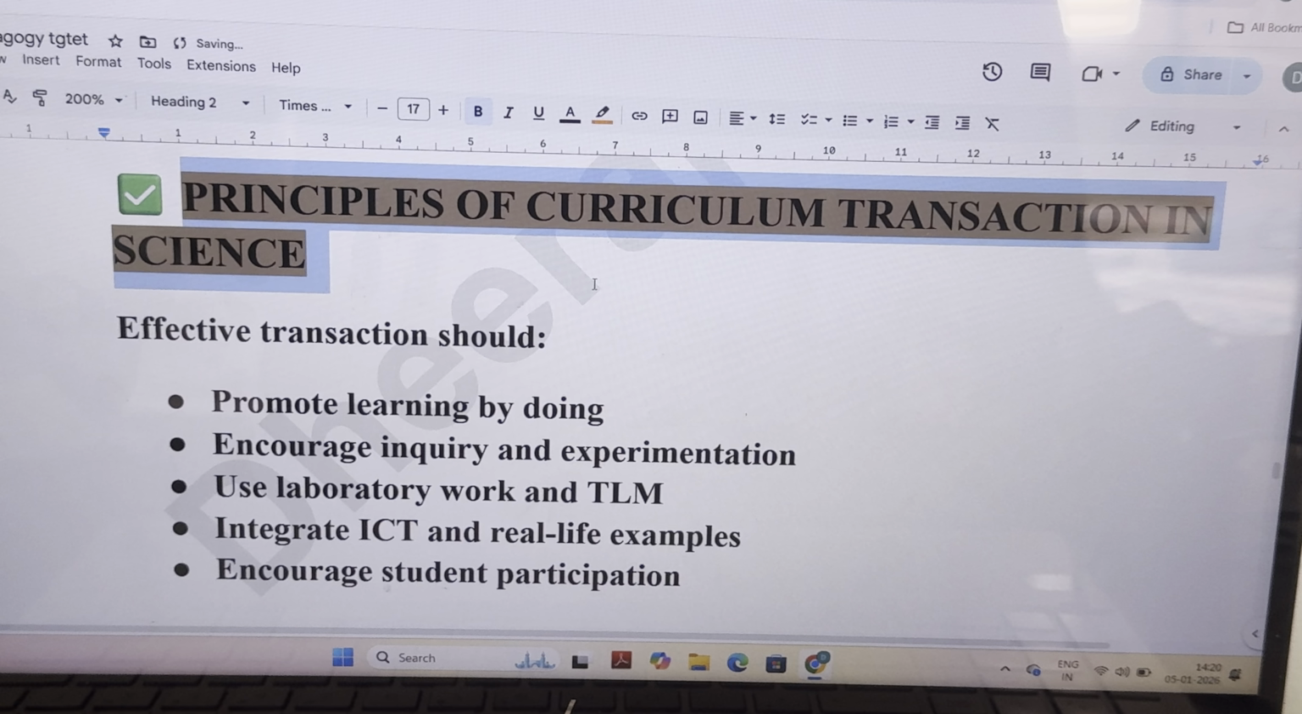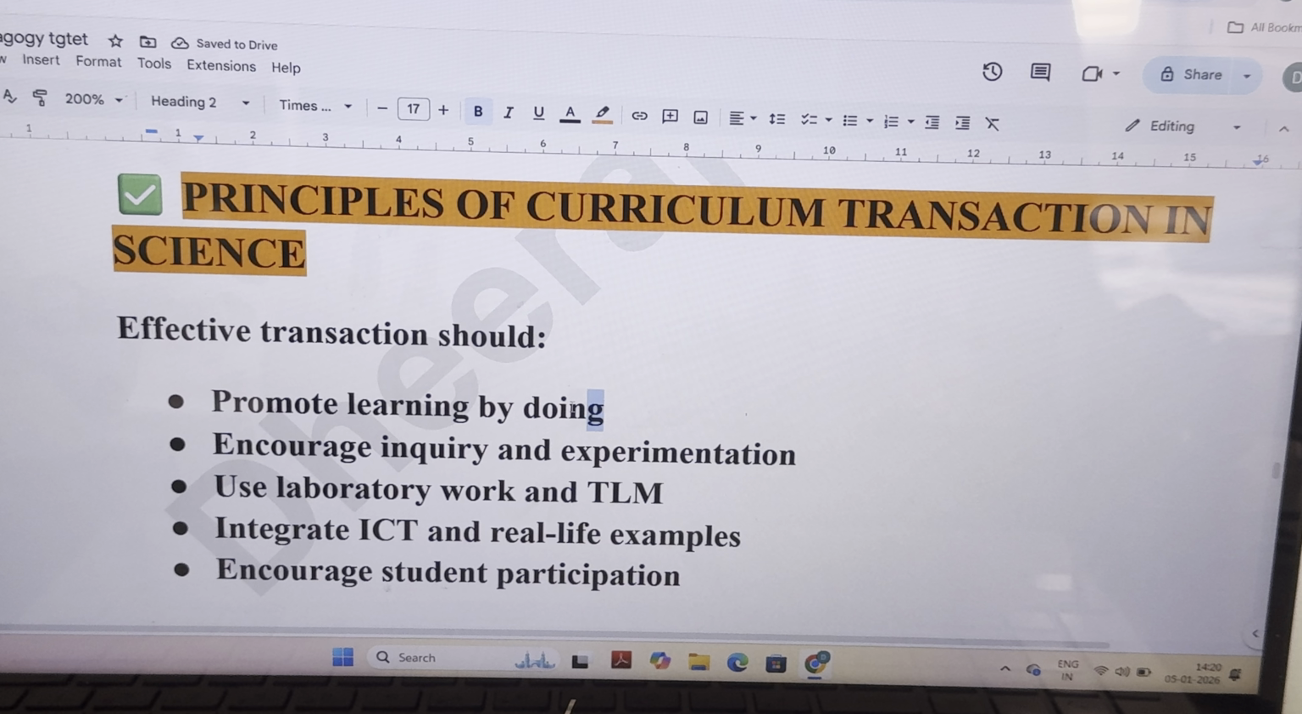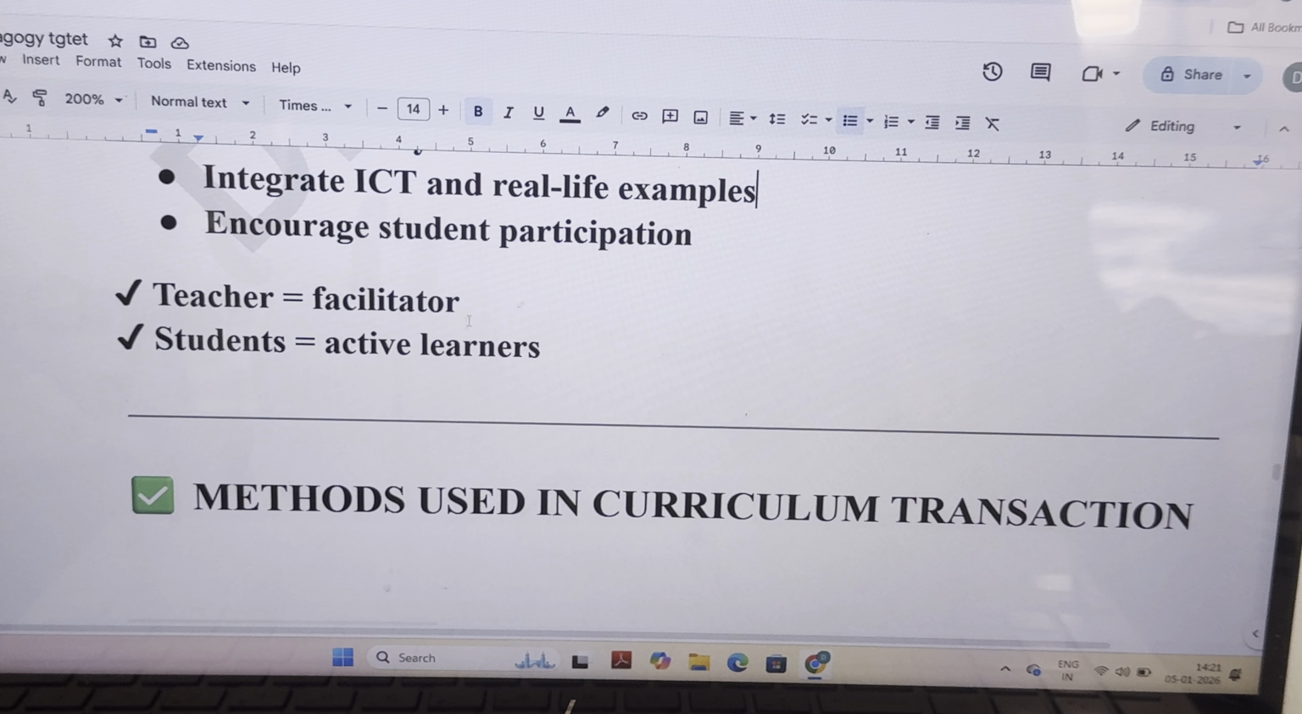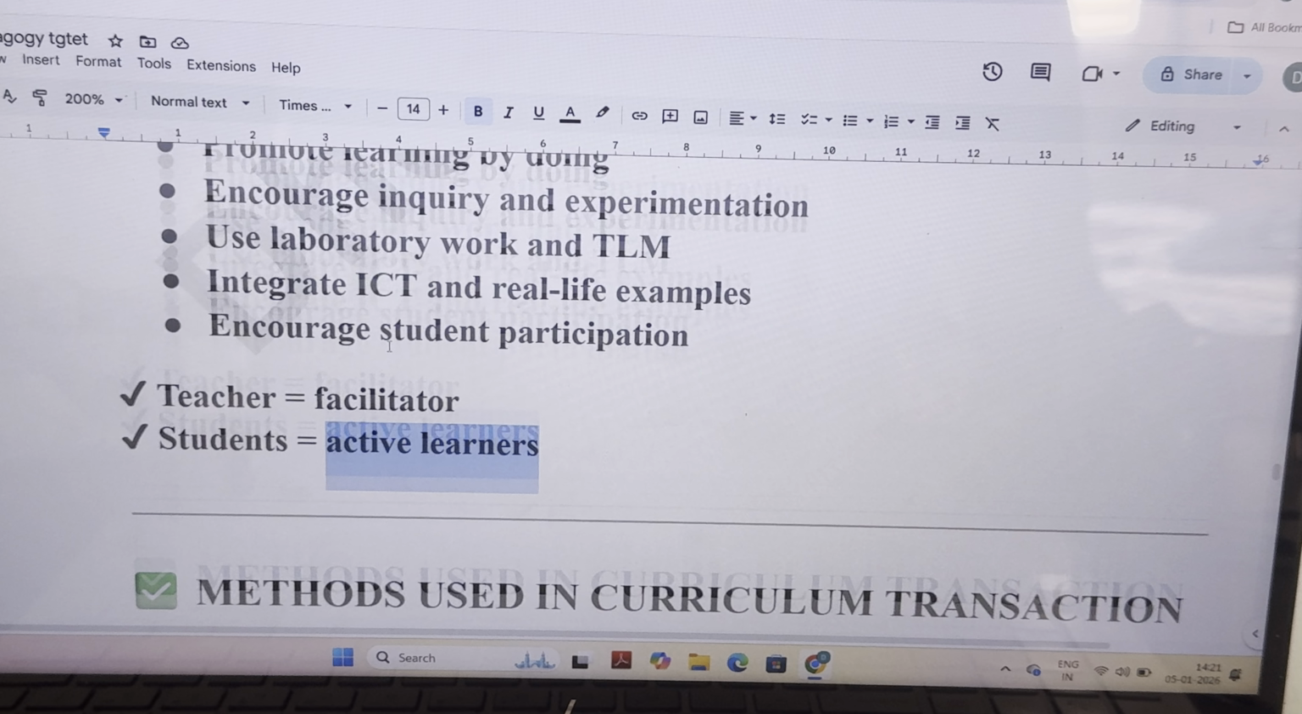Effective transaction should promote learning by doing, which is very important. Encourage inquiry and experimentation among students. Use laboratory work and TLMs. Integrate ICT and real life examples. Encourage student participation. These are all the repeated keywords you have to remember. The teacher should act as a facilitator. Students have to be active learners.